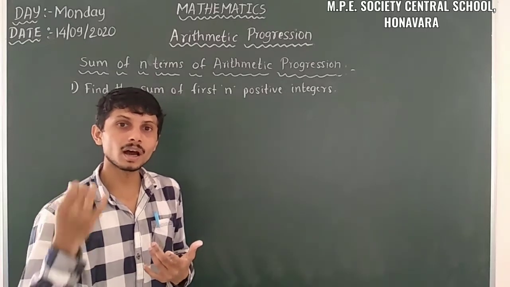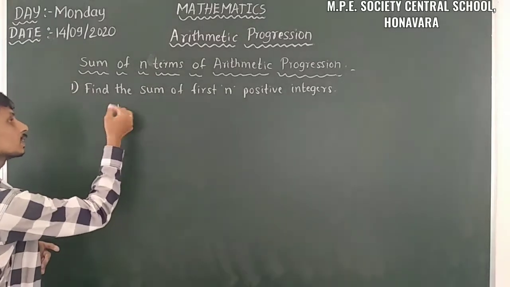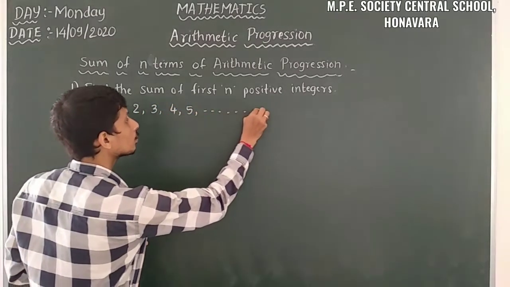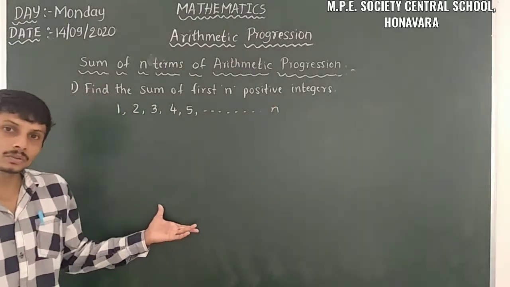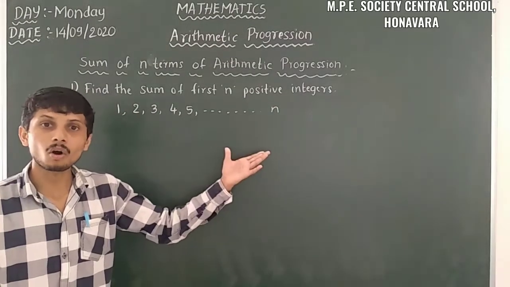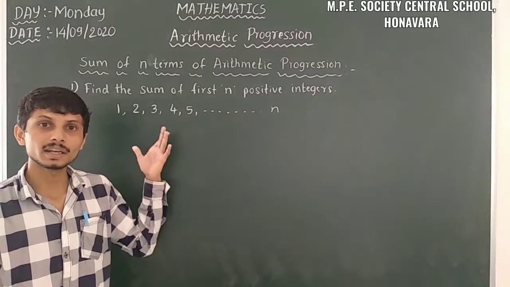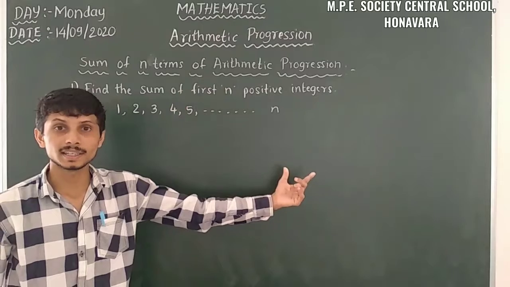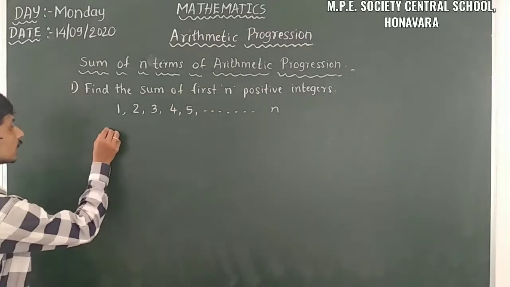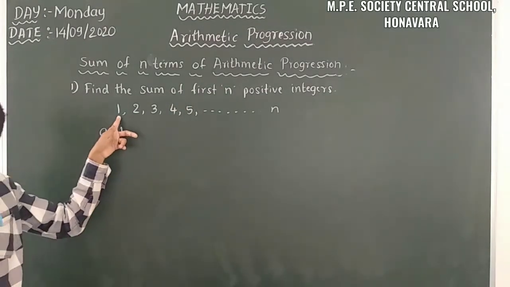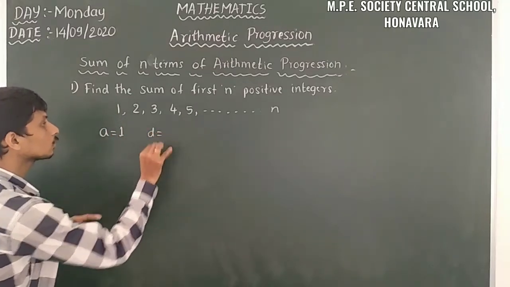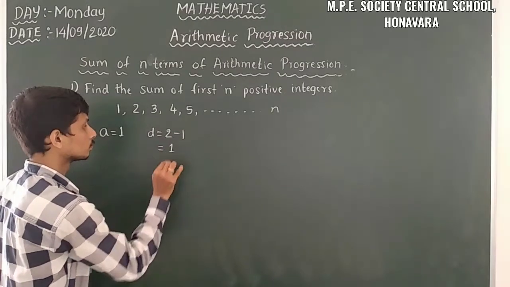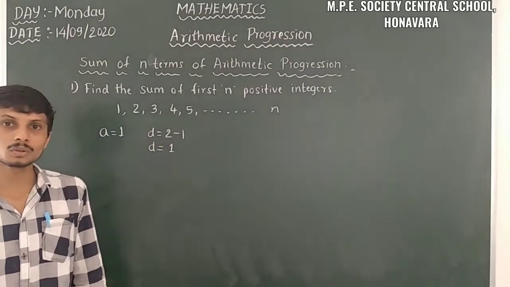Firstly we have to write the arithmetic progression. What is the arithmetic progression here? 1, 2, 3, 4, 5, and so on up to n. After that, we have to mention all the needed terms, that is a, d, n and Sn, because we have to find the sum. So a is equal to 1, the first term of the arithmetic progression. Then d is the difference between two numbers, that is 2 minus 1 is equal to 1. So d is equal to 1 here.